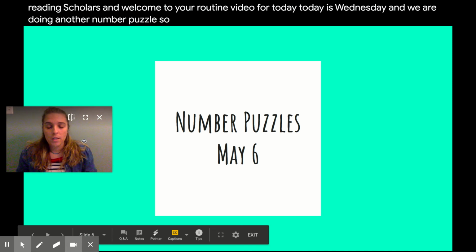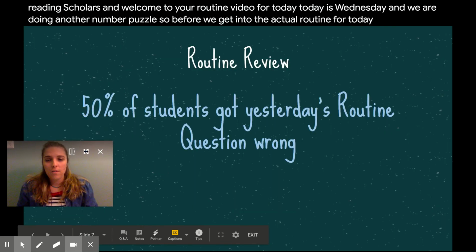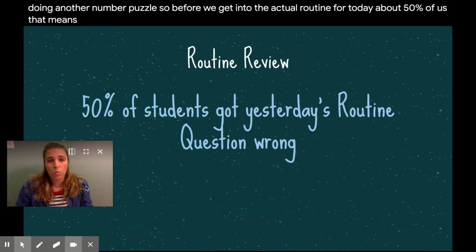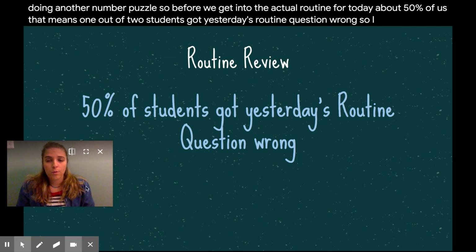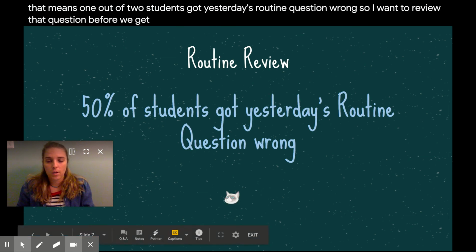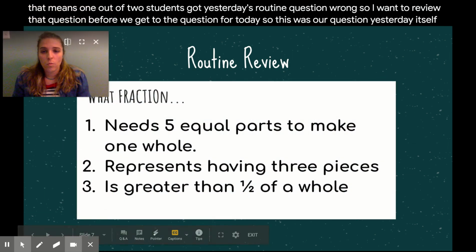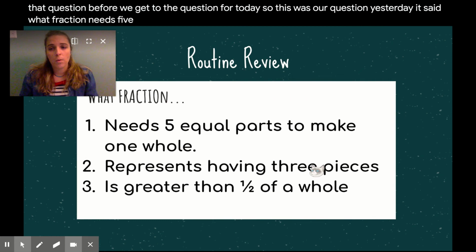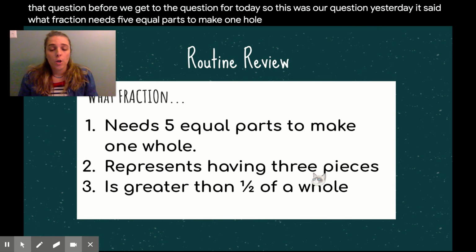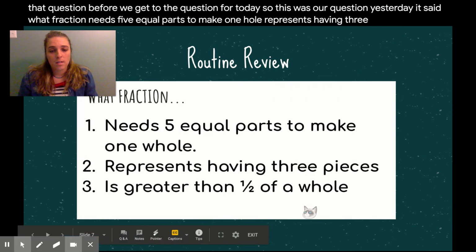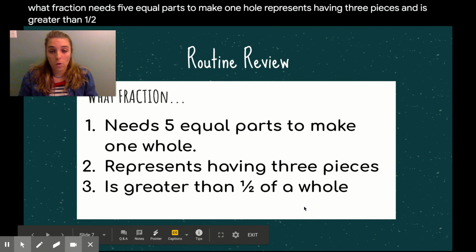So, before we get into the actual routine for today, about 50% of us, that means 1 out of 2 students, got yesterday's routine question wrong. So, I want to review that question before we get to the question for today. This was our question yesterday. It said, what fraction needs 5 equal parts to make one whole? Represents having 3 pieces and is greater than 1/2 of the whole.